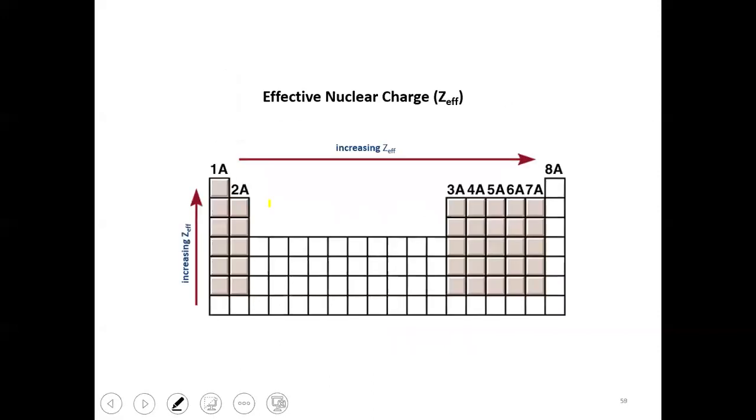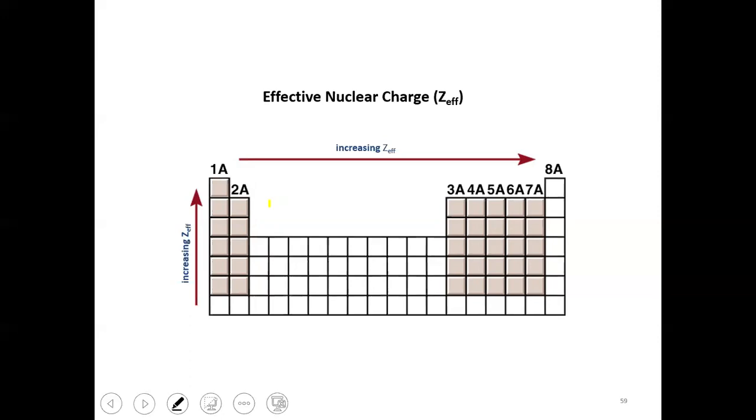So let's look at this table, it gives you the trend. Again, within a group, as you go upwards in the group, you have an increase in the nuclear charge because the electrons are closer to the nucleus and feel the attraction stronger. As you go from left to right in a period, you also have an increase in the effective nuclear charge, and therefore electrons get pulled in closer, and you have a decrease in the sizes of these atoms.